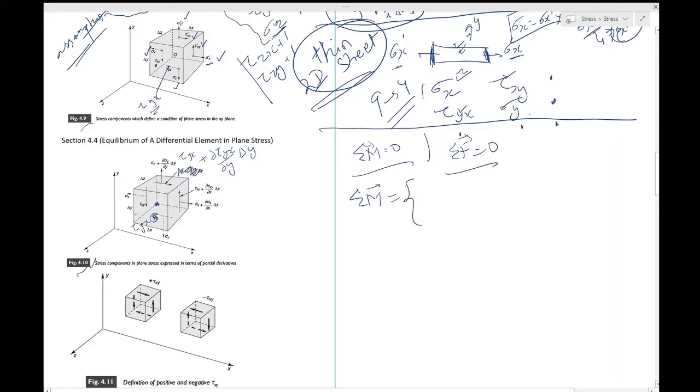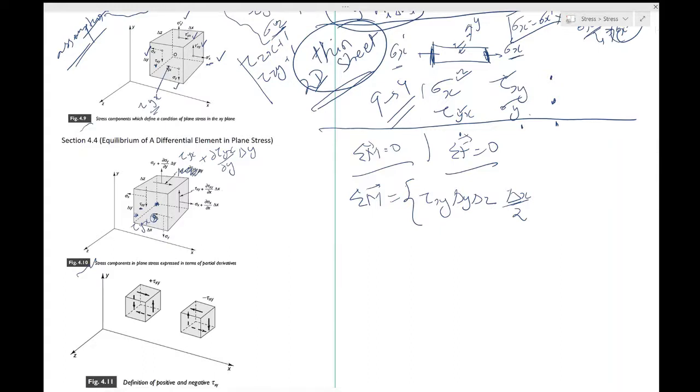Let's start with tau xy. Where is tau xy? It's over here. So what is the force contribution due to this? You will multiply tau xy with the area, which is delta y into delta z. That becomes a force now. And what is the lever arm for the center of this parallelepiped? That will be delta x by 2. Fine, so the first part is done.